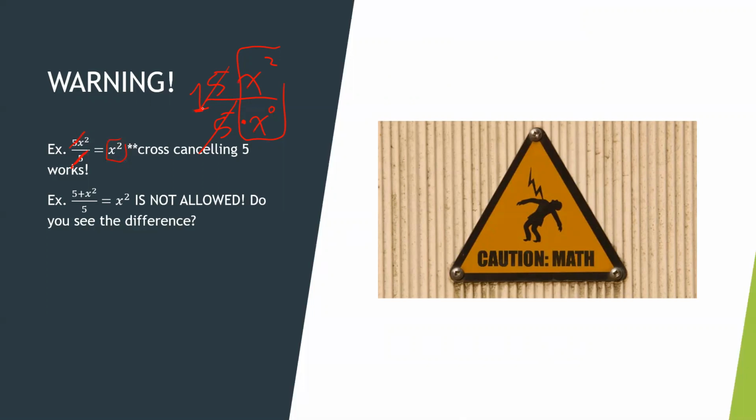Now, this is not allowed. You're not allowed to take 5 plus x squared divided by 5 and then cross out the 5. Why are you not allowed to do that? Well, the reason is because this isn't actually written as a product. In order for you to cancel it out, you would need to rewrite it as a product of different terms. So this kind of leads into our next idea that in order for you to cross cancel, you need to factor first, right? You need to express it as a product.